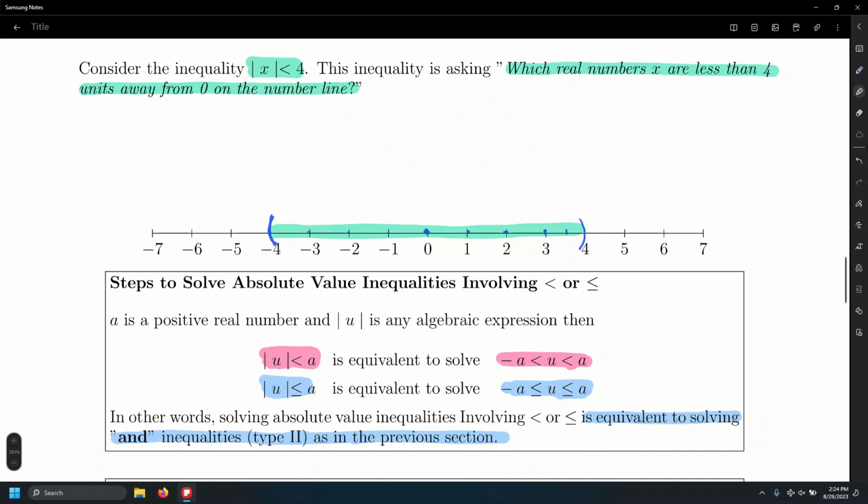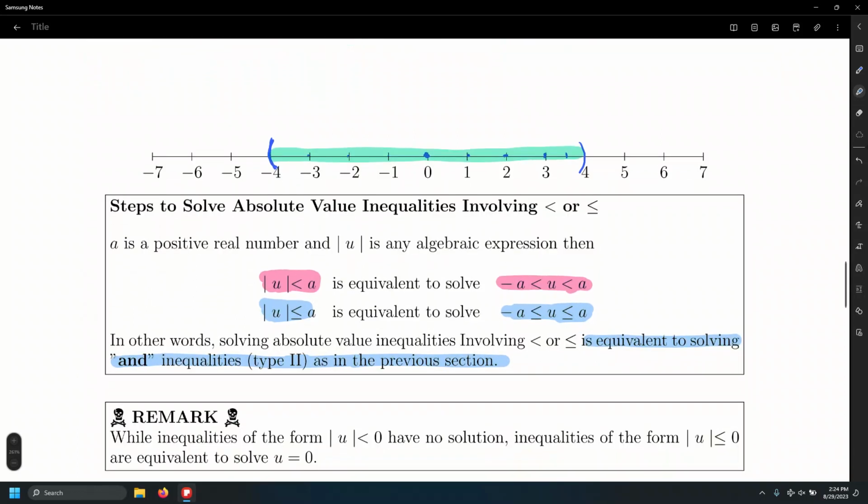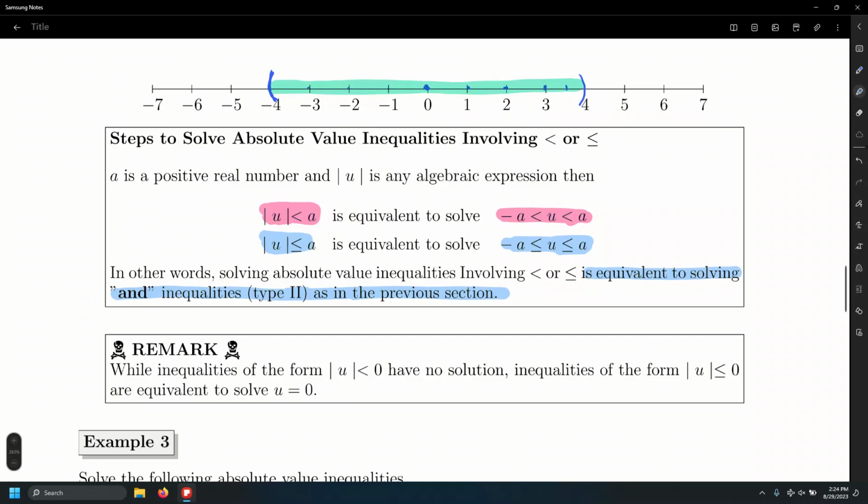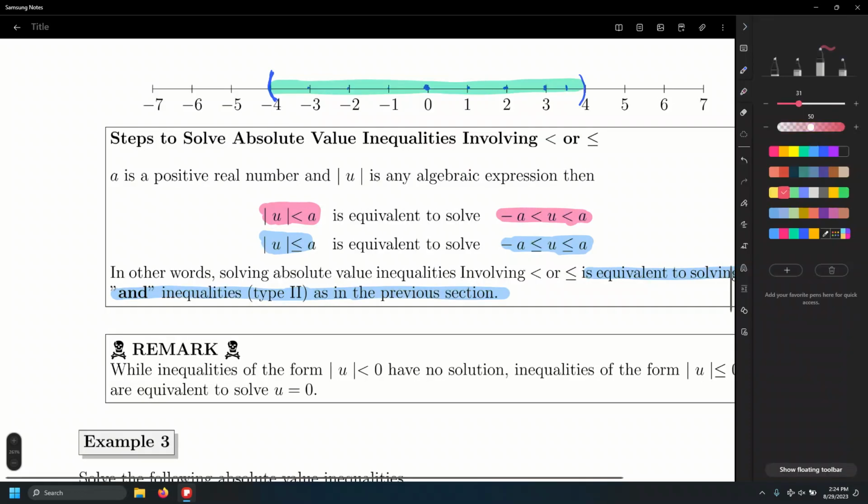All right? Let's look at one example, actually a few examples of this. We need to be very careful with these remarks. Whenever we have an absolute value inequality, absolute value less than 0 has no solution. Let's highlight this. This is very important, and let's discuss why that is true.